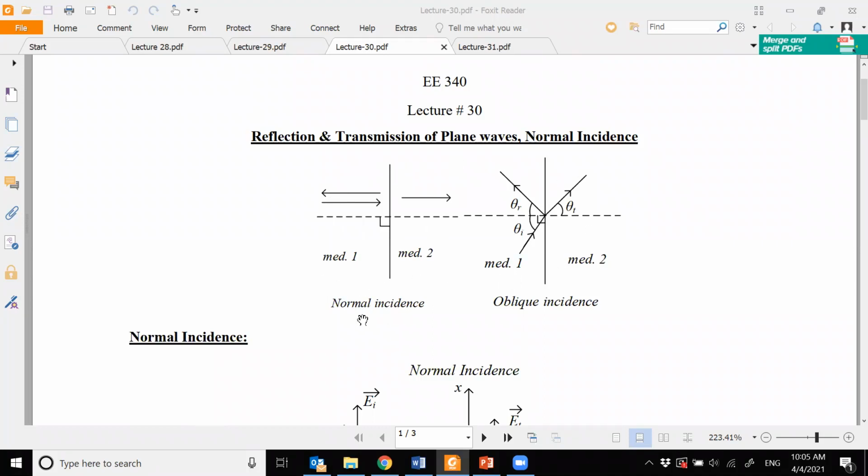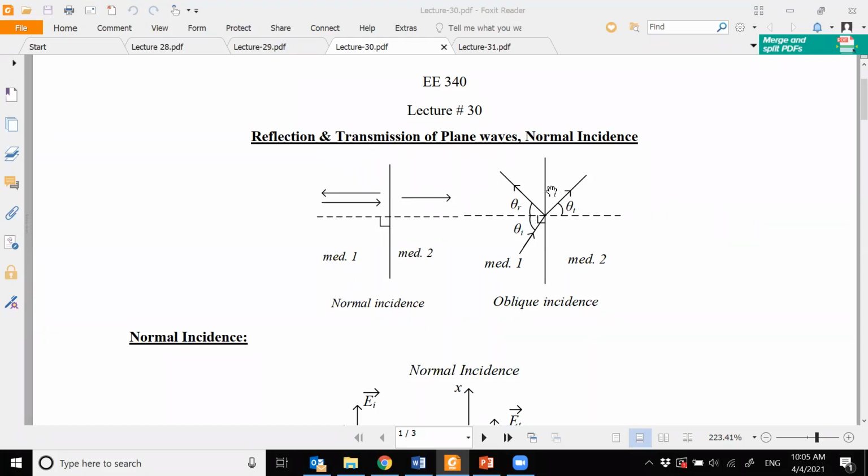First is the normal incidence, which is the special case, but it is easier for us to get a head start. If you see here, this is my boundary, and the incidence is normal. That means my electromagnetic field is hitting this boundary at 90 degrees. If I draw the normal to this boundary, this is the dashed line, right? And this angle is 90 degrees. That's why it is called a normal incidence. So it will hit the boundary at 90 degrees.